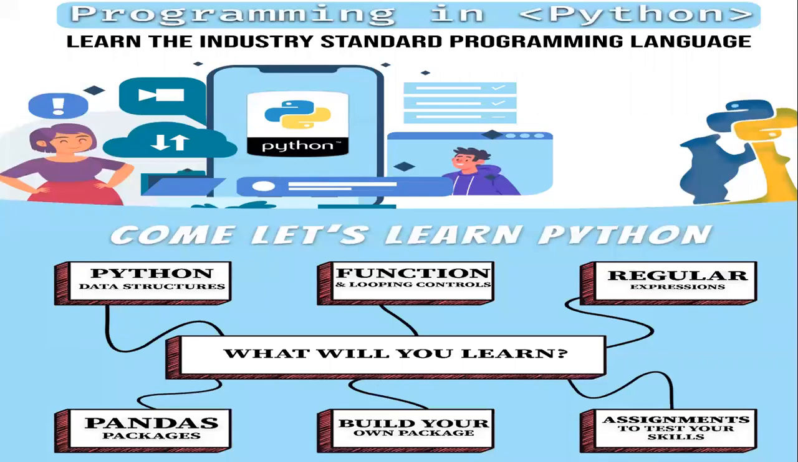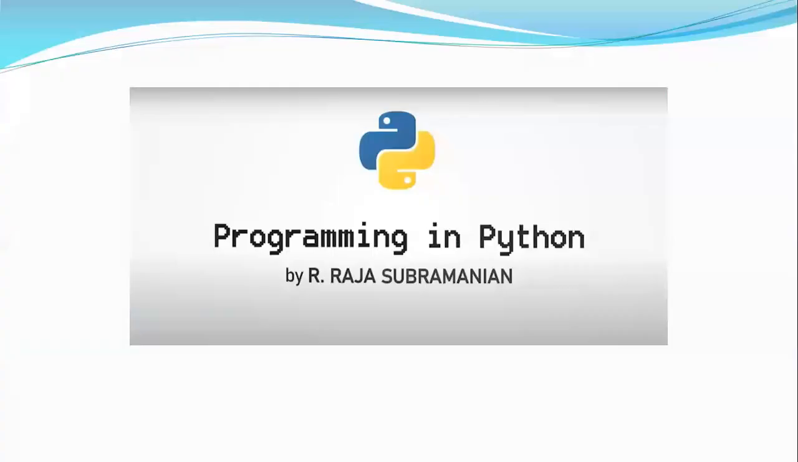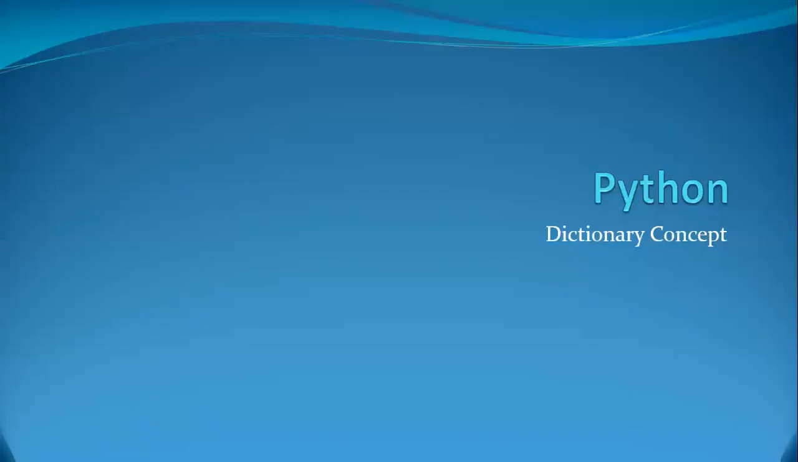Greetings to all. In this session, we are going to discuss a very good data structure, possibly the most important data structure in Python programming, called the dictionary data structure. We have already seen the list, tuple, and set data structures. We also came across numbers and strings in Python. So what's special about dictionary?